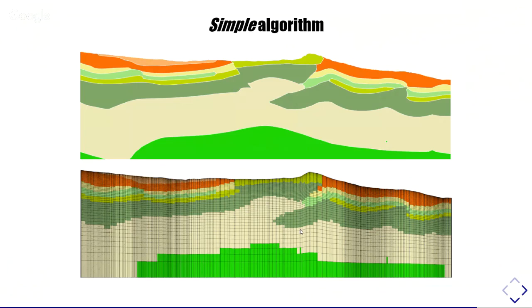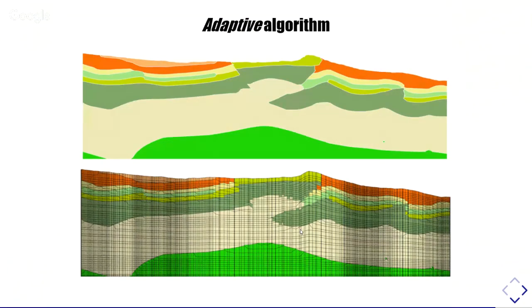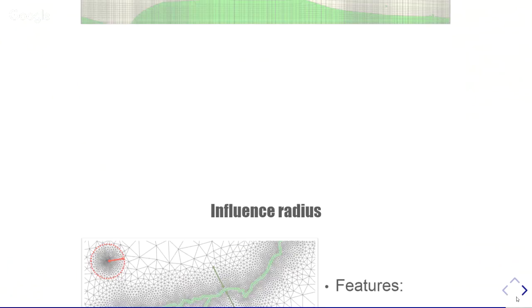So we have here the adaptive algorithm. The adaptive algorithm does much better in terms of following the different units. As you can see here, they are followed perfectly. However, you cannot control the number of layers that are going to be on top, because what it does is fit all the layers in a way that saves the most layers, so that you have a smaller file.